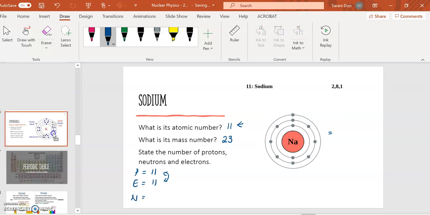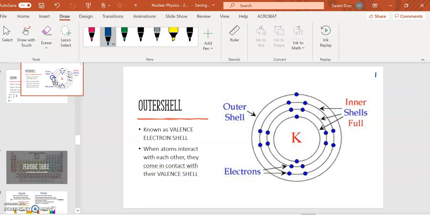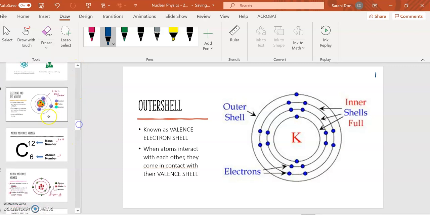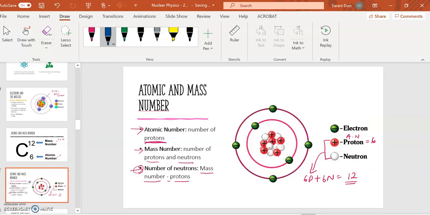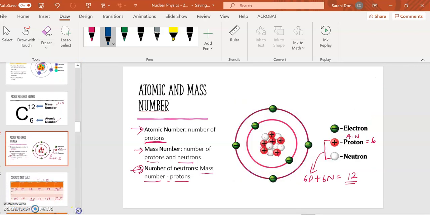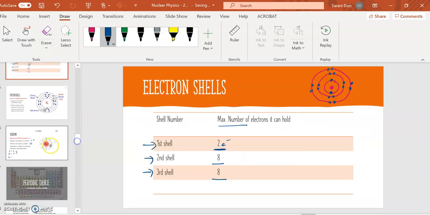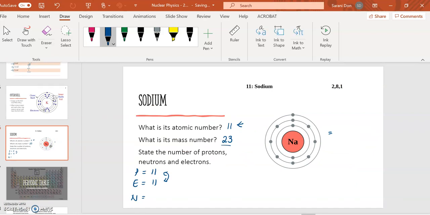Neutrons, if we go back to our slide here, number of neutrons is the mass number minus the protons. So get back to our question. Mass number we know is 23, minus 11, equals 12. And I've already given you what sodium looks like.